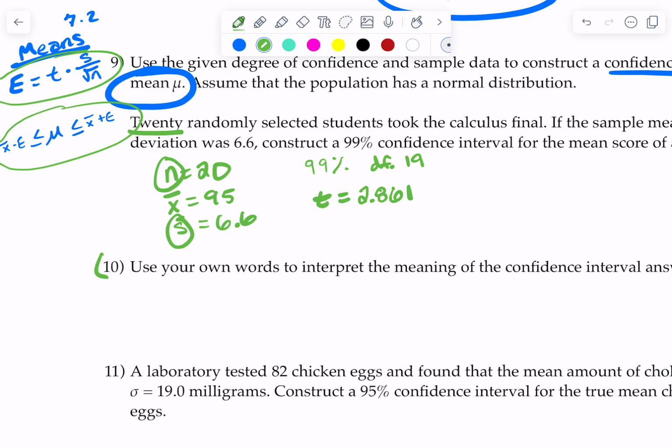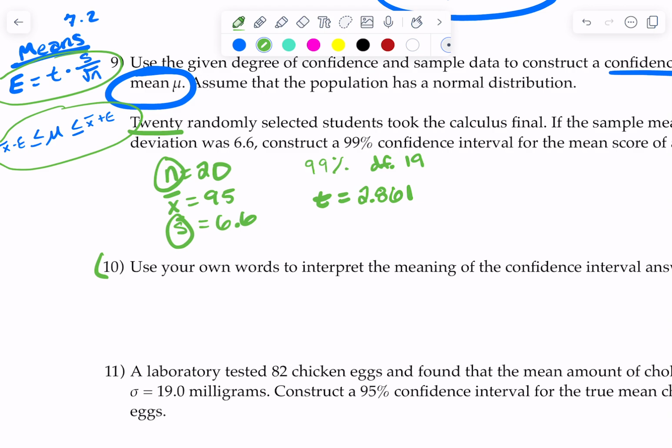95% confident. I'm doing something, I need to retype it. I was so confident too.